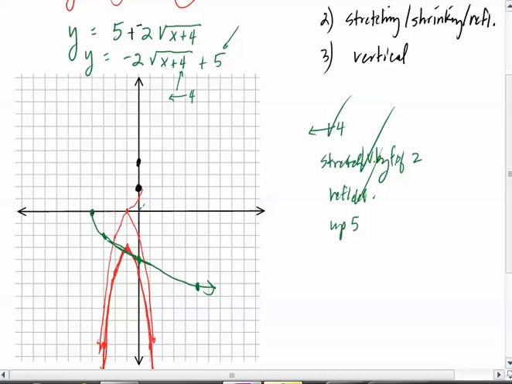Now I'm going to go up 5. 1, 2, 3, 4, 5. Take this point, go up 5. I'm going to go up 5 here and up 5 here. That's going to be there. And let's take a look. There it is. There's my new function, the translated function. Excuse me, transformed function. Translations, reflections, stretching, things like that.